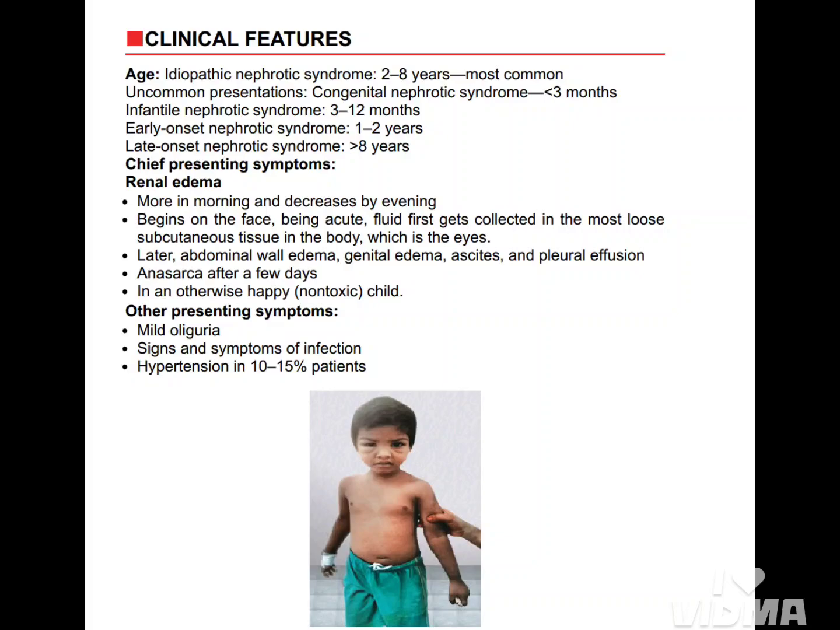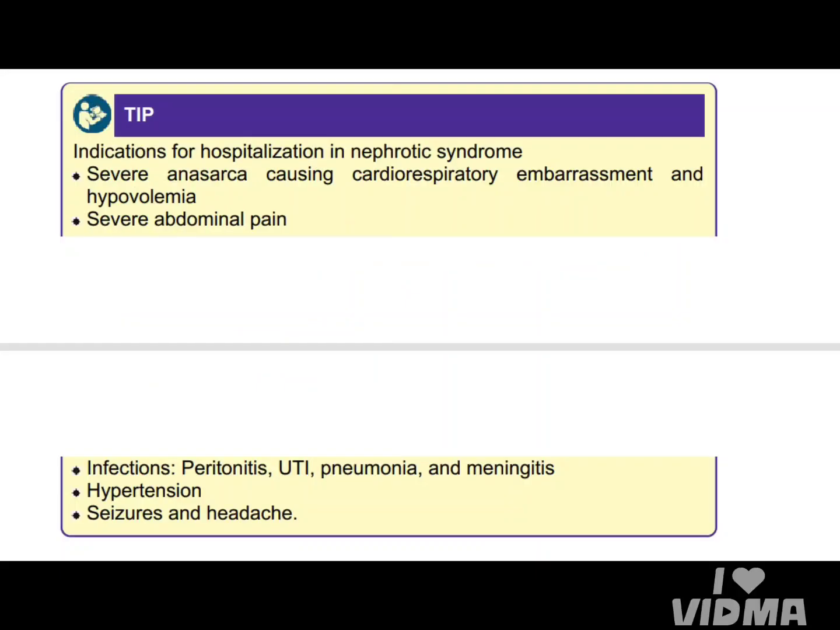The child is otherwise happy and non-toxic. Other presenting symptoms are mild oliguria and signs and symptoms of infections, and hypertension is present in 10 to 15% of patients. The indications for hospitalization in nephrotic syndrome are: severe anasarca causing cardiorespiratory embarrassment and hypovolemia, severe abdominal pain, infections like peritonitis, UTI, pneumonia and meningitis, hypertension, seizures and headache.